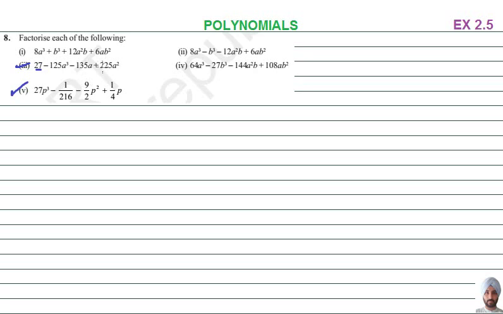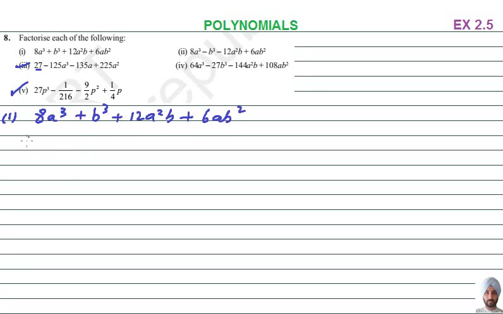So the only possible case is that the application of (a minus b) whole cube or (a plus b) whole cube will be here. So how will you apply those identities? Let us see. So what should I do? Let me start with the first part. It is the only part where there are all positive terms. Okay, so we have 8a cube plus b cube plus 12a square b plus 6ab square.